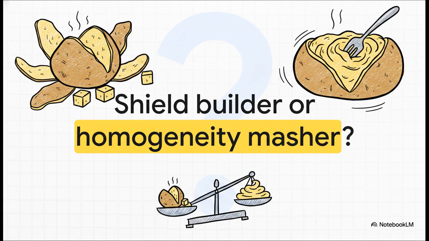So, as we wrap up this explainer, I want you to think about your own strategy. The next time you step into the kitchen and pull a 205-degree potato out of the oven, which structural engineering philosophy are you going to deploy? Are you a precise shield builder chasing extreme contrast? Or are you a holistic homogeneity masher looking for absolute integration? The science is completely in your hands.